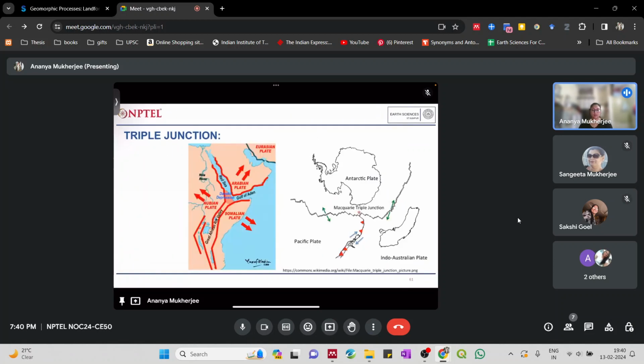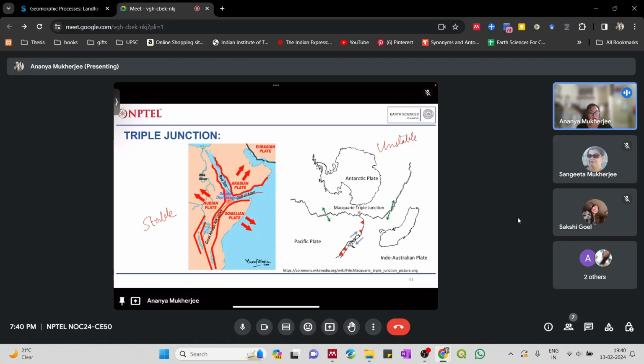Okay, now this is an example of a stable triple junction. Okay, so this is the stable one, where you have divergent plate boundaries. All these plates are moving away from each other, and this geometry is going to stay the same even after many years. Okay, now this is an example of an unstable triple junction.